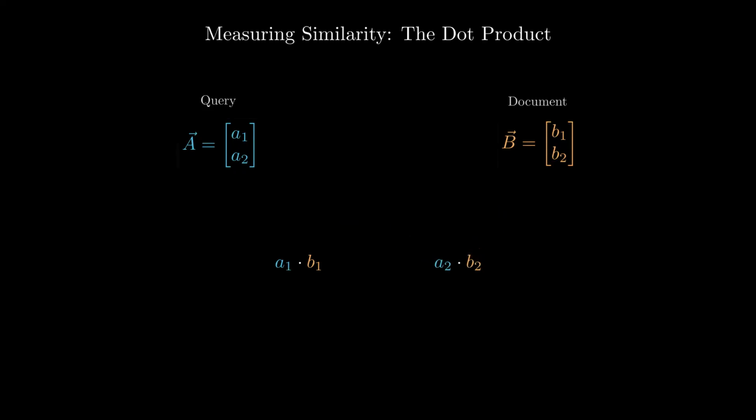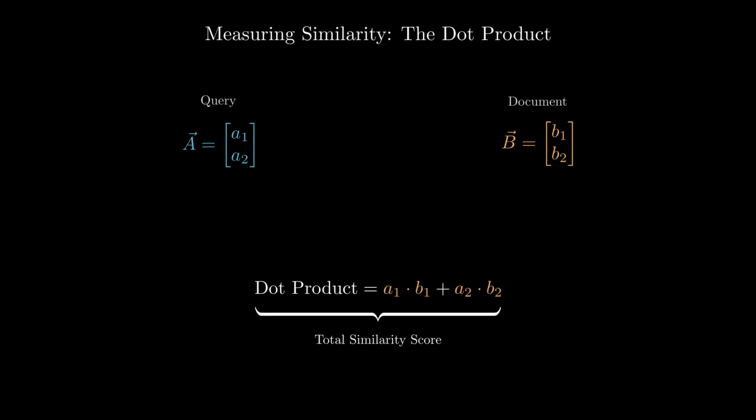If we had more dimensions, like the hundreds used in real AI models, we would keep going, multiplying every matching pair. Finally, to get the result, we sum all these products together. This single number is our total similarity score. Think about what this means. If both the query and the document have high values for the same feature, say, farming, their product will be large, driving the total score up. If they mismatch, the product is low. This is how the math captures the meaning.